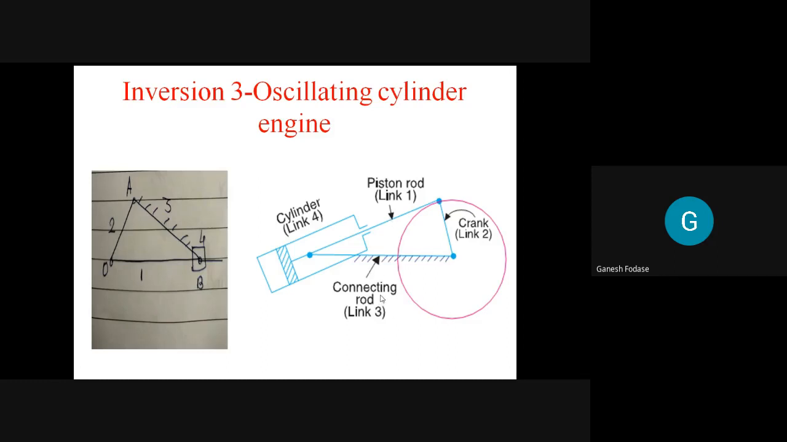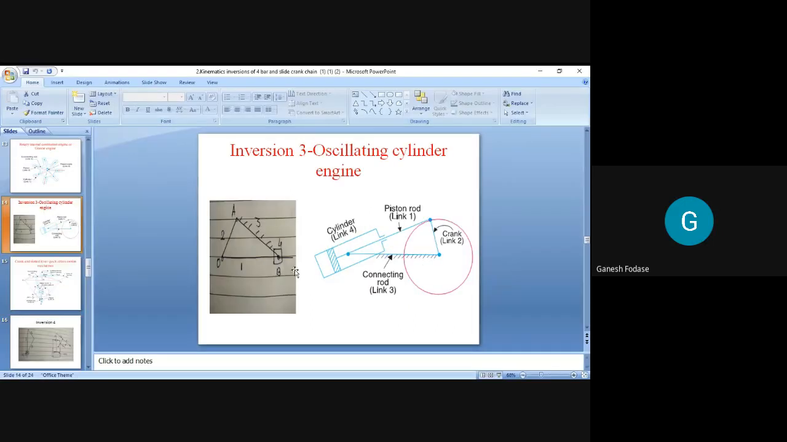The basics are clear? Oscillating cylinder engine, how does it work? Yes, sir. So what happened? What is the input here? Which one is the input link? Link 2. Link 2 is the input, and it rotates. It makes a complete rotation. When link 2 makes a complete rotation, what happens to piston rod 1? It will reciprocate. And when it reciprocates, what happens to the cylinder frame? Oscillation. And hence this mechanism is called the oscillating cylinder engine. Okay, I'll show you its animation.